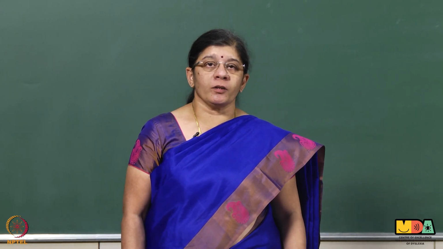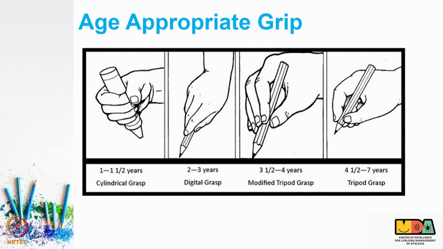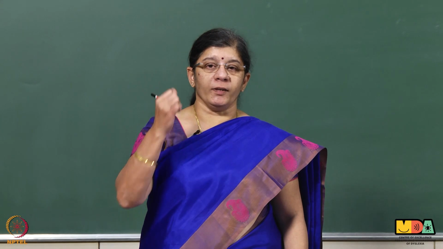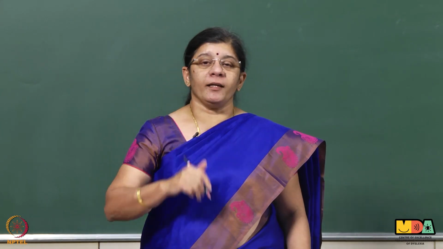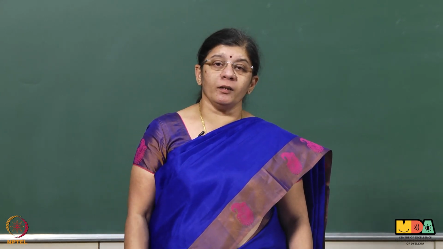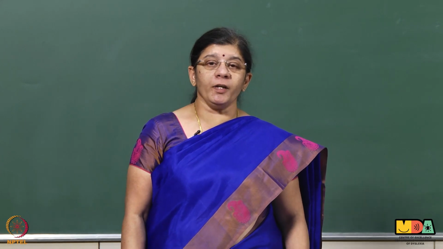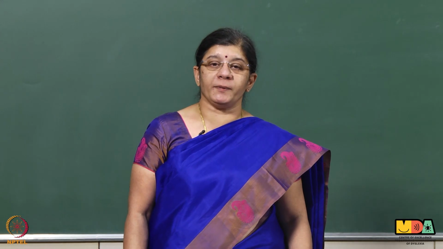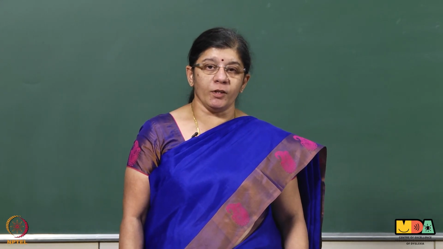varies with age. This slide talks about the different kinds of grips children would have from the age of 1 up till the age of 7. At an age of 1 to 1.5, the child would have a cylindrical grasp. At this age, the child colors the walls and is attempting to write something on the wall, even though the formation, the shape, size, nothing would be there with the child.